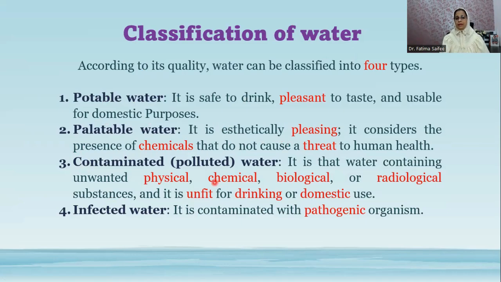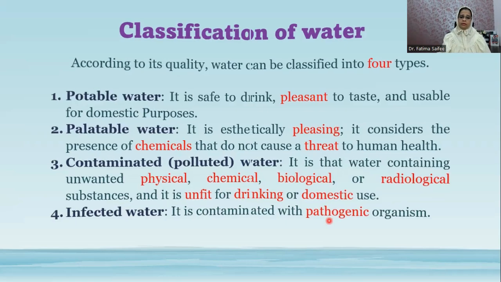And one is contaminated water. Contamination can be physical, chemical, biological or radiological, and the water is completely unfit for drinking. And infected water mostly comes from pathogenic organisms, for example from hospitals, where a lot of treatment is going on, people are coming in sick, and that can give you infected water.